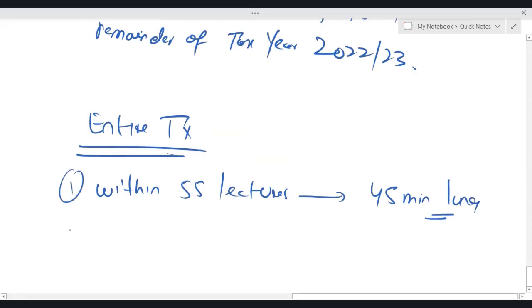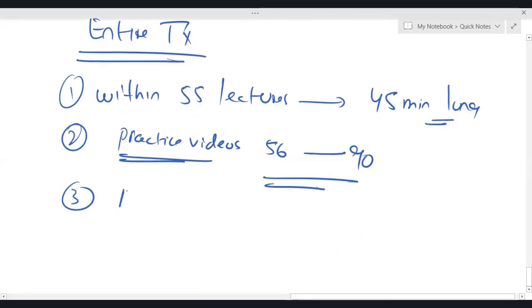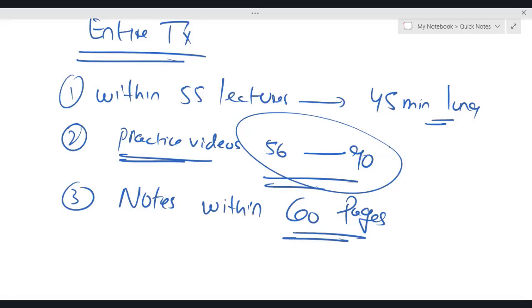So it means we'll be having practice lectures, practice videos. From 56, it will go at least till 90 practice videos. Plus, I think you people are having notes as well. Within 60 pages you will get the entire taxation, each and everything. And to be very honest, if you come and take these practice classes live, automatically your understanding will be really, really good.